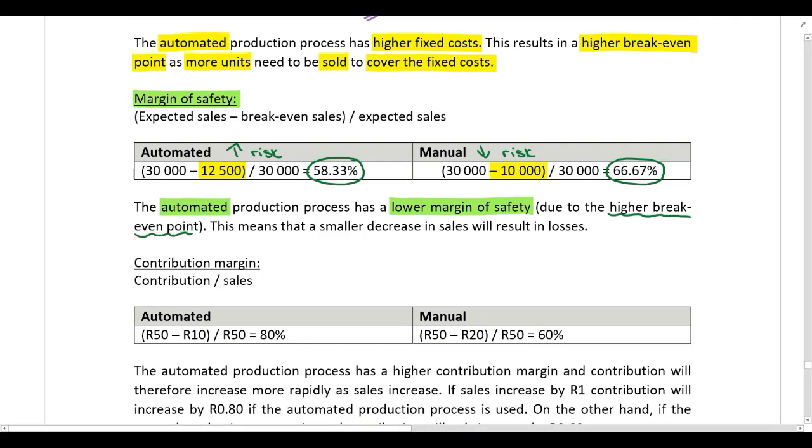So because the automated production process has a lower margin of safety, that means a smaller decrease in sales will result in losses. So we can conclude by saying that the automated production process is more risky than the manual production process.